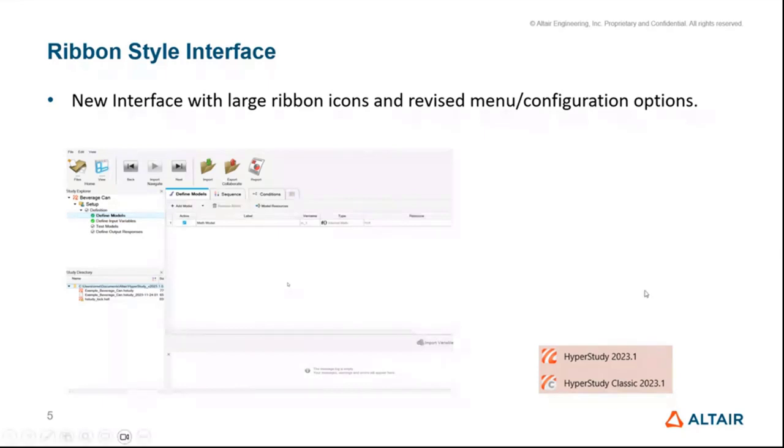If you go to the Start menu, you will see two options, HyperStudy 2023.1 and HyperStudy Classic 2023.1. So obviously in terms of the icon, you'll see a little C in the right bottom corner. That will indicate that it's a classic version. But going forward in this session, I will demo all these features and improvements in the new interface.